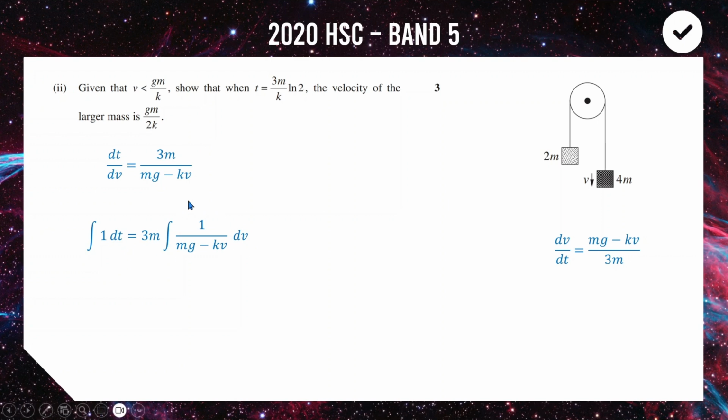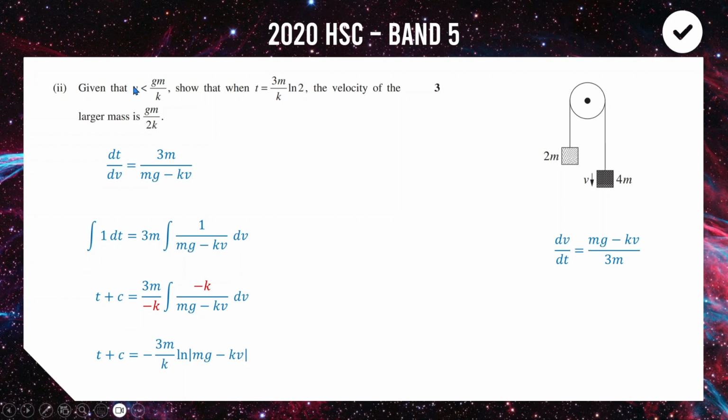To integrate this fraction, we need to make the top the derivative of the bottom so that we can use a logarithm once again. So the derivative of the bottom: the mg is just a constant, so that differentiates to 0. Minus kv differentiates to minus k, so I'm going to put a minus k on the top and a minus k dividing out the front. Now that I've done that, I can integrate the right hand side using a logarithm. So I get t plus c equals negative 3m over k, natural log of mg minus kv.